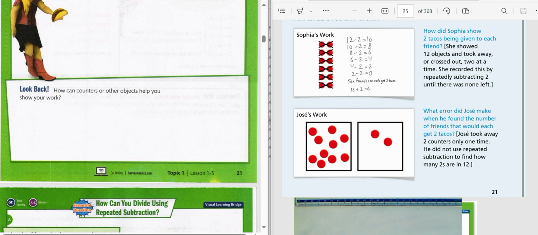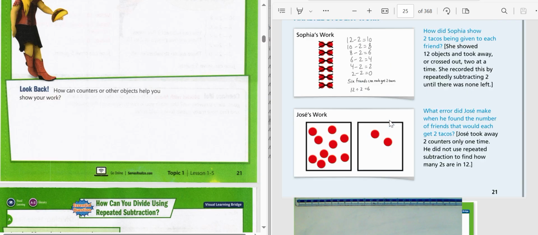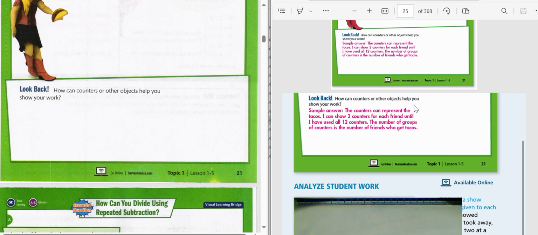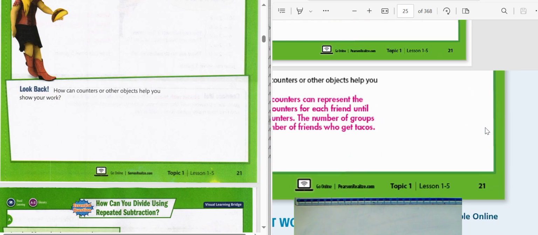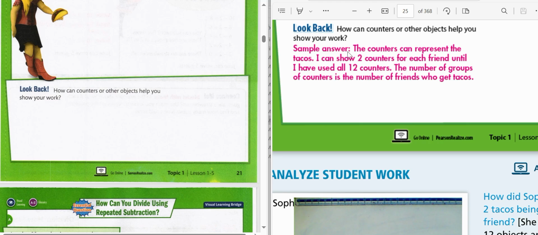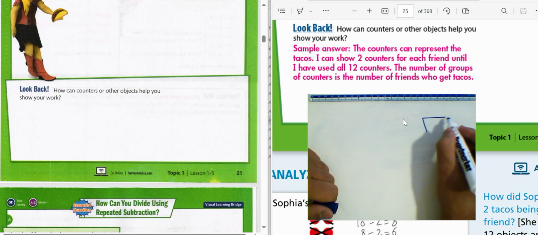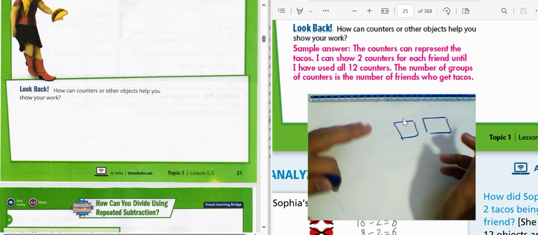How can counters or other objects help you? You can draw the counters here like this. You can draw counters to find the result or write the answer here. You can write the steps here. The simple answer to this question: we can write the counters can represent the tricks. I can choose 2 counters for each friend until I have used 12 counters. The number of groups of counters is the number of friends who get tricks. Understood? You can draw 2 counters like this. 1, 2. I like this method.